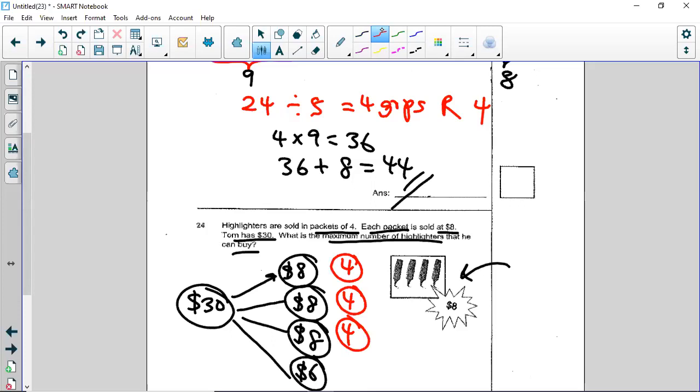So what is the maximum highlighters that he can buy? So your answer will be 12, right? You can buy a total of 12 highlighters. All right, so this one is grouping method. Okay, let's go on to question 25.